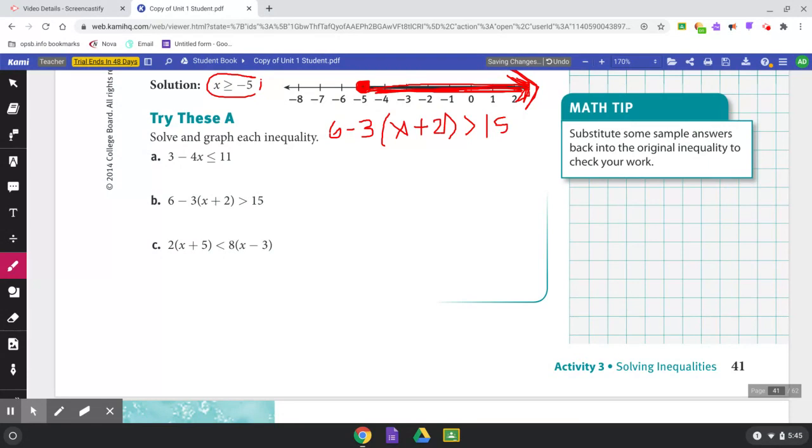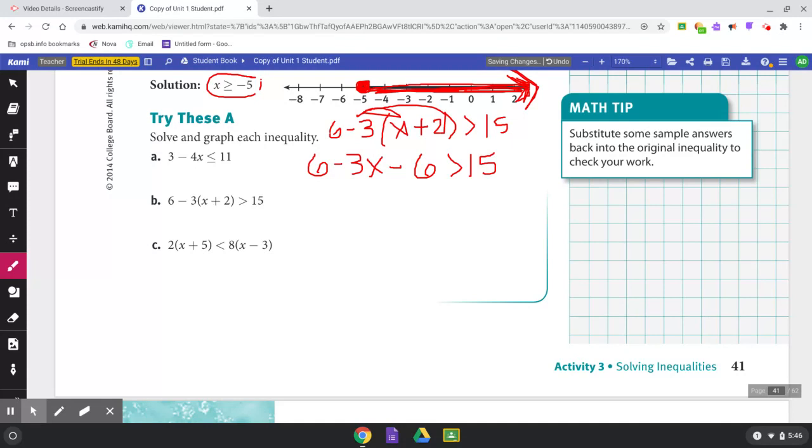Y'all bear with me, my internet is starting to lag a little bit. Okay, so we follow the same steps for solving inequalities as for solving equations. We have to look first: is there anything that we can distribute or like terms that we need to combine? In this case, we do. We need to distribute -3 into x and -3 into +2. So when we distribute -3, we get 6 minus 3x minus 6 is greater than 15.